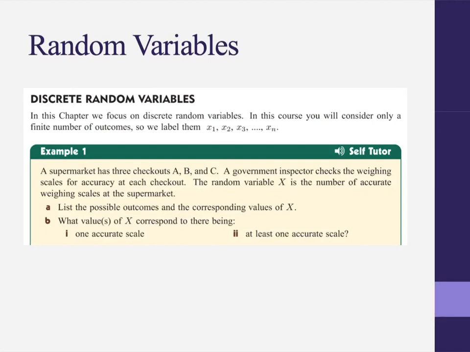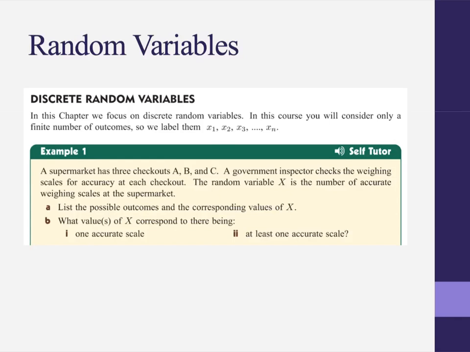So here, discrete random variables. In this chapter, we focus on discrete random variables. In this course, you consider only a finite number of outcomes, so we label them x1, x2, x3, up to xn. So here's another example for us.